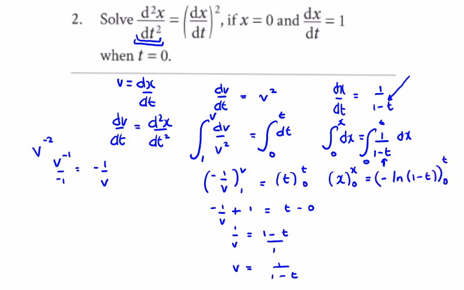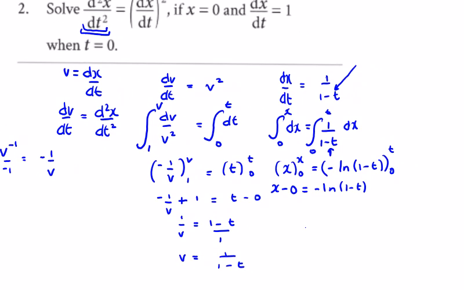between t and 0. So we're going to get x minus 0 is equal to, putting t in, we get minus the natural log of 1 minus t, and then putting 0 in, we get minus the natural log of 1, which is equal to 0. So we can cancel. So we're going to get x is equal to the natural log of 1 minus t to the power of minus 1. This minus 1 will go up as a power. So that's x is equal to 1 over the natural log of 1 minus t for question 2.